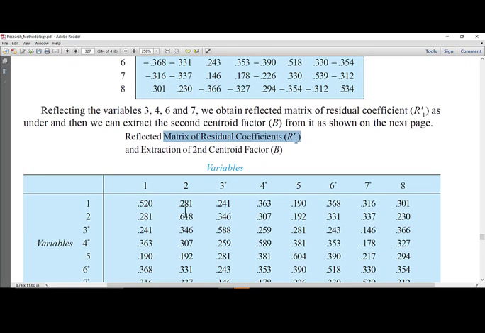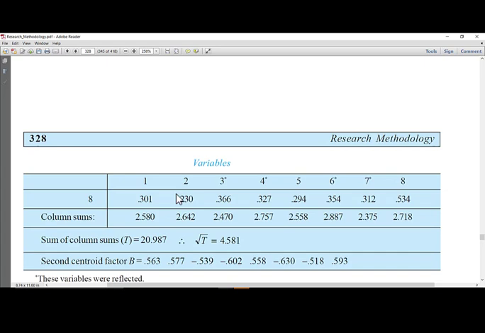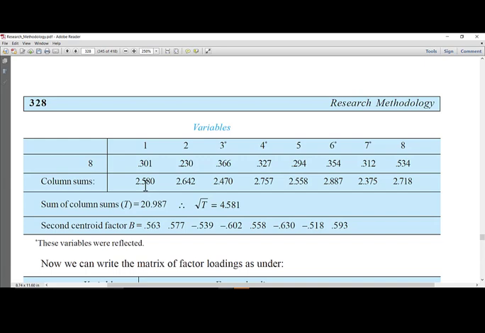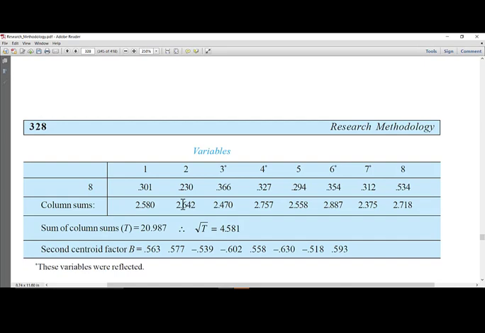And here you can observe these minus values, minus 0.241, minus 0.363, minus 0.368, minus 0.316, or any value with minus, all those are written as positive. And now we have taken the column sums, that means for the entire first column, second column, third, fourth, fifth, sixth, seventh, and eighth. Then we take the sum of column sums, the summation of all these, that is equal to 20.987, and if you take the square root of this, that is 4.581.